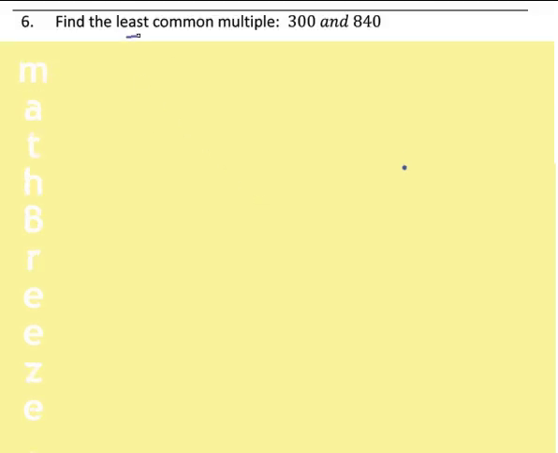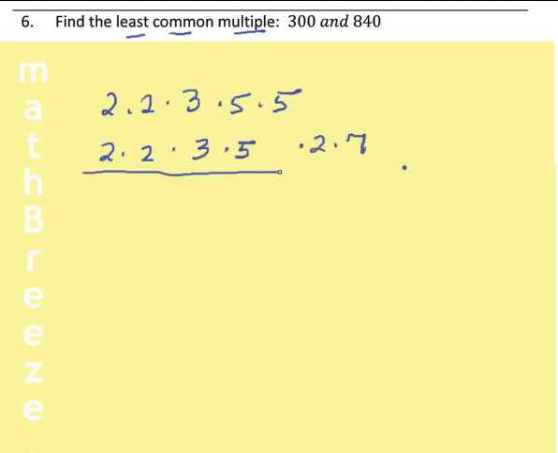In number 6, we want to find the least common multiple of 300 and 840, the same numbers whose prime factorizations we just got. So let's use those same prime factorizations that we had in the previous example and line them up in the same exact way. So first, the prime factorization of 300, that was 2 times 2 times 3 times 5 times 5, and then the prime factorization of 840 lined up underneath, 2 times 2 times 3 times 5 times 2 times 7. Those are off on the side.